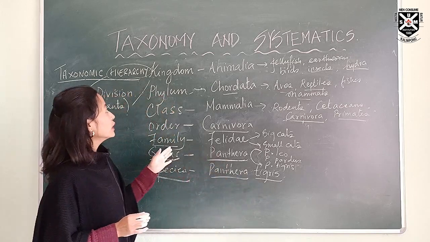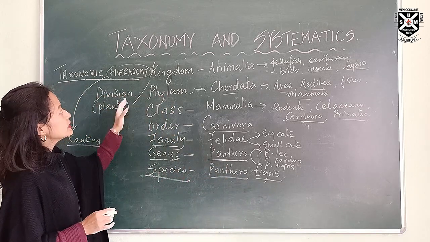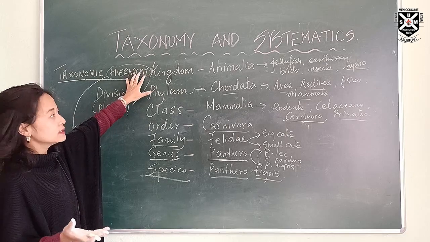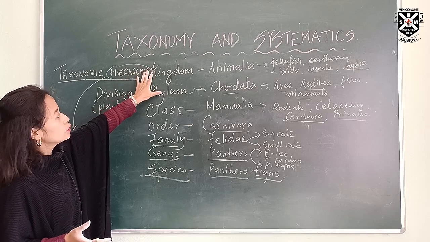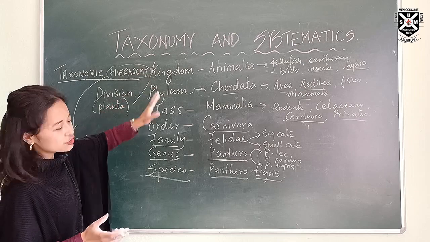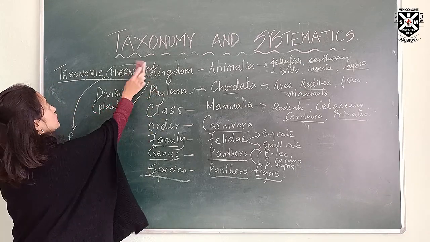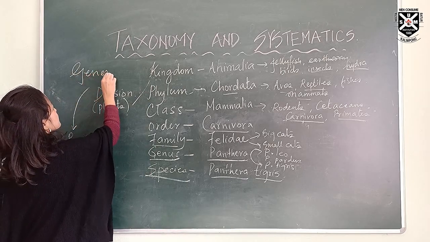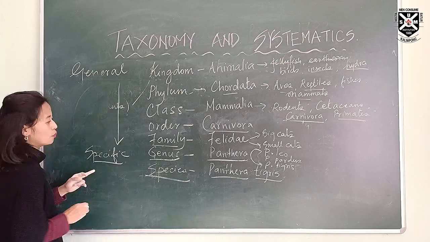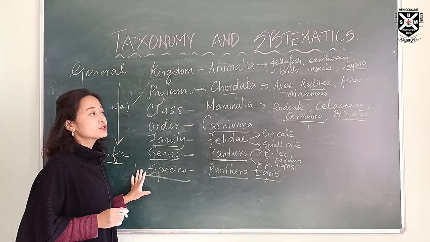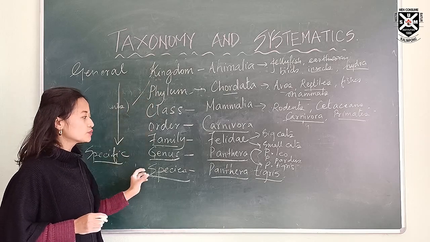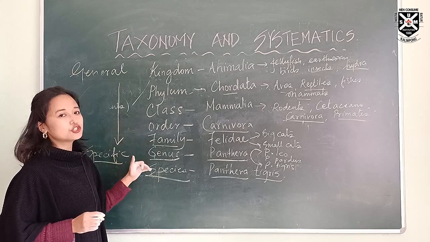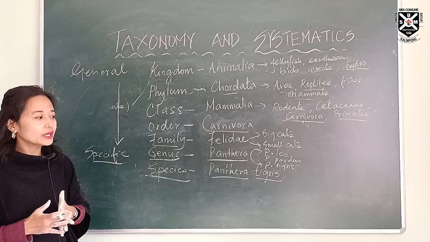When you look at this taxonomic hierarchy, we are organizing or grouping organisms, animals or plants, from the broadest category, the kingdom, which has the most general characters, to more specific characters. So from the broadest category we move on to more specific categories. This system of arrangement of organisms is known as a taxonomic hierarchy.